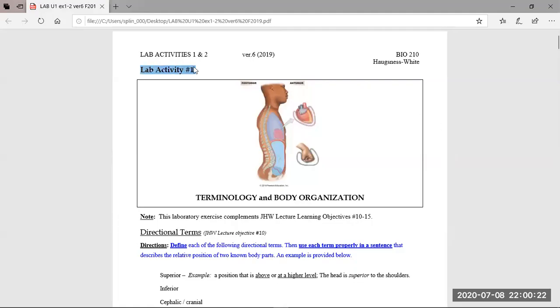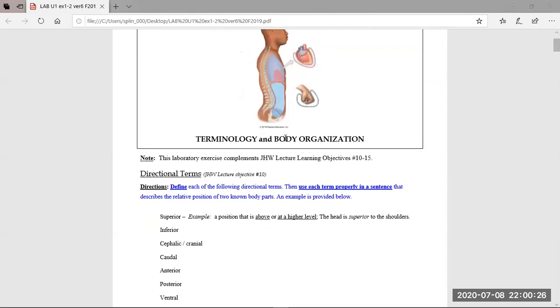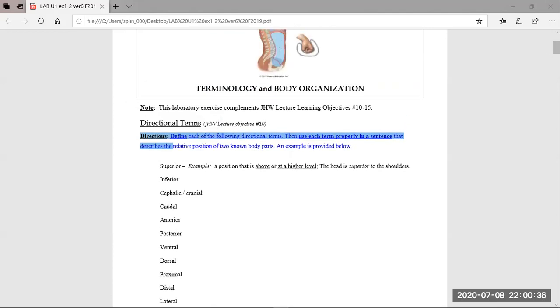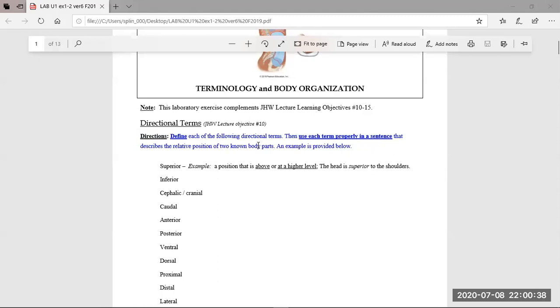We're starting with the beginning, lab activity number 1, a lot of terminology from chapter 1, Introduction to Anatomy. And we begin here with directional terms. These are used to describe the locations of various body parts. You notice two known body parts and terms to now relate their position to one another.